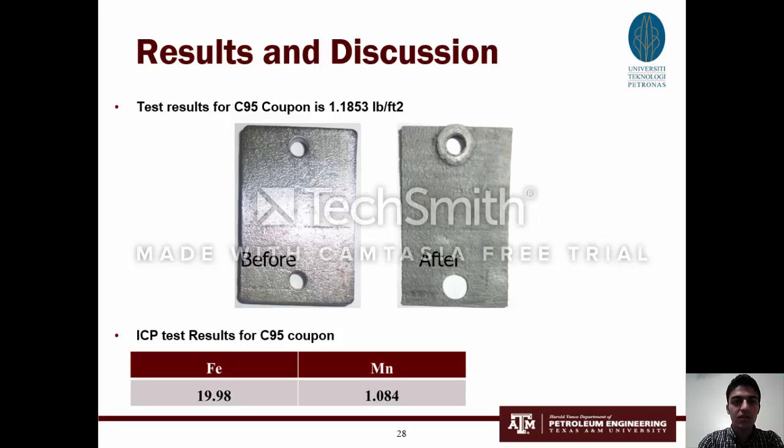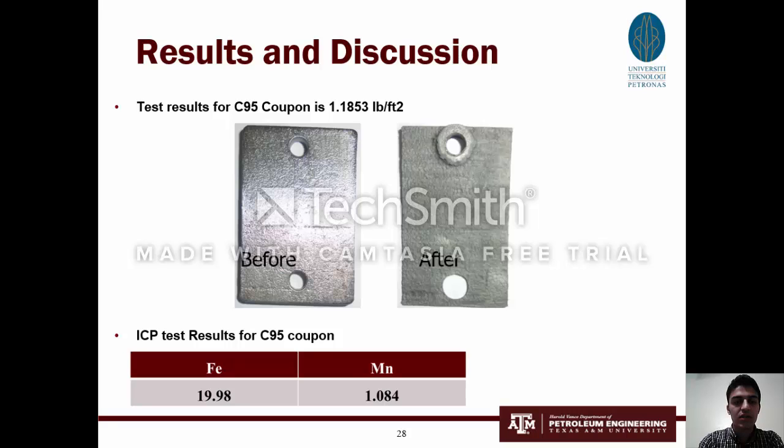Test result for the C95 coupon is 1.1853, which is too much. And you can also notice from the picture of the coupon before and after the test how much it is corroded. And that result is not acceptable at all.